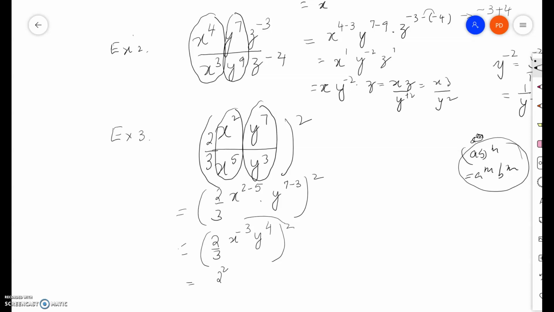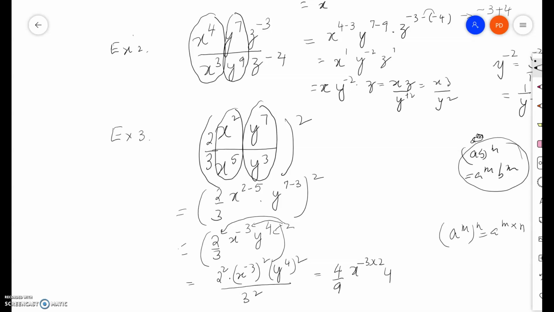And that is equal to 2 squared. Each one of these gets a square. So that's 2 squared times x to the negative 3, the whole squared, y to the 4th, the whole squared, divided by 3 squared. So that is 4 over 9, x to the, remember the rule, a to the m whole to the n is a to the m times n. We just multiply the exponents. So that's negative 3 times 2, y to the 4 times 2, and that is 4 over 9 x to the negative 6 y to the 8th power.